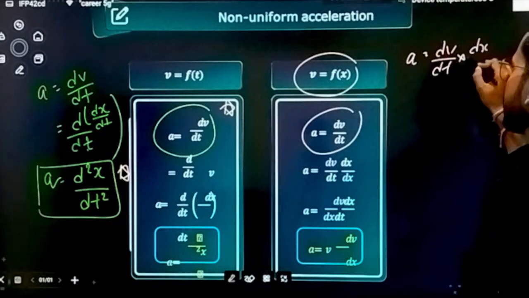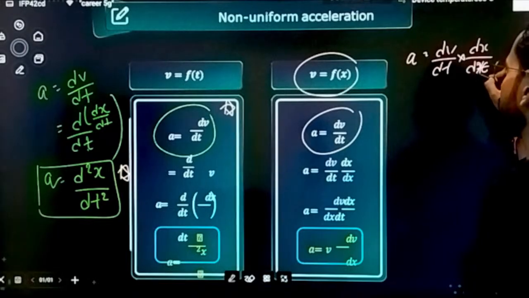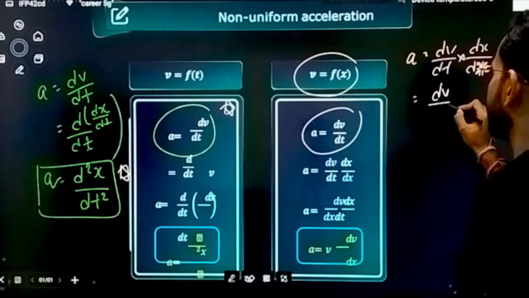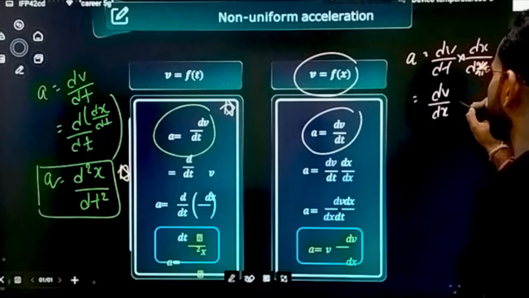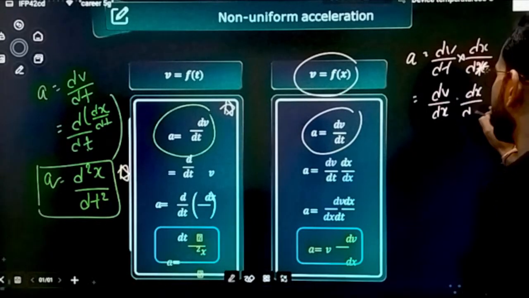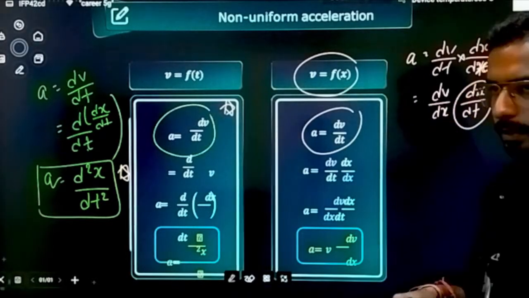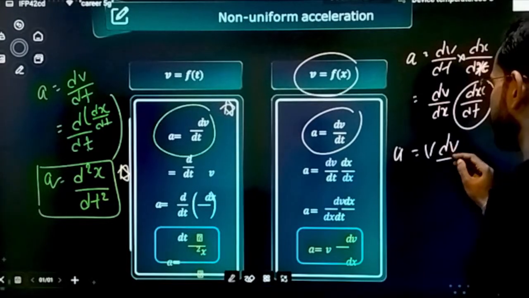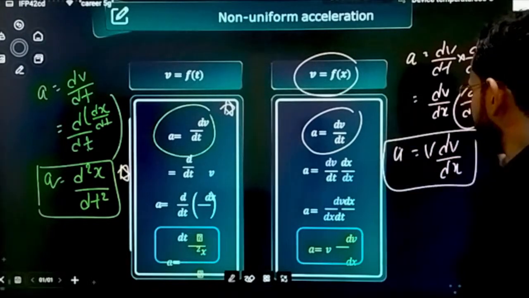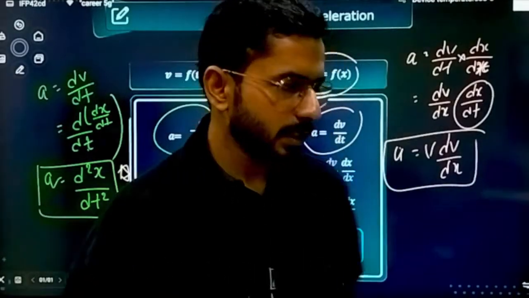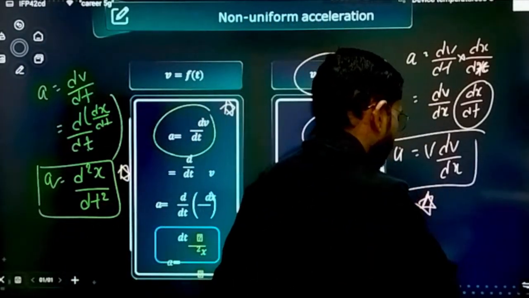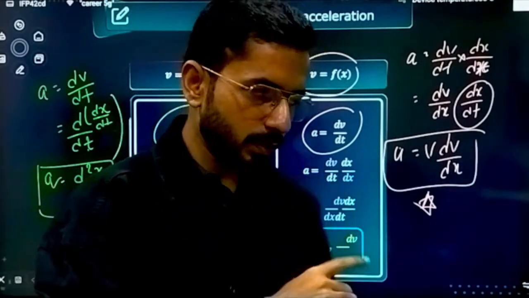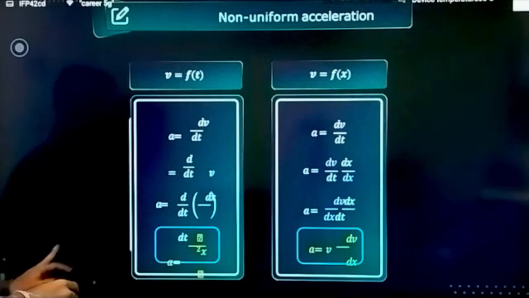Now multiply dx and divide also by dx. Due to that, what will happen? Understand here. dv and dx will remain as it is, and here multiply dt. What is dx by dt? dx by dt is nothing but velocity. So this relation of acceleration with respect to position will be what? V dv by dx. V dv by dx. This is also one important relation that you should always remember. This is commonly used when the positions are given. When the positions are given, then you can use this relation. It will be helpful for you.